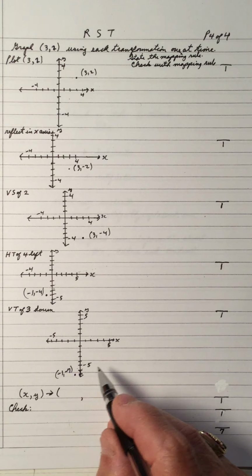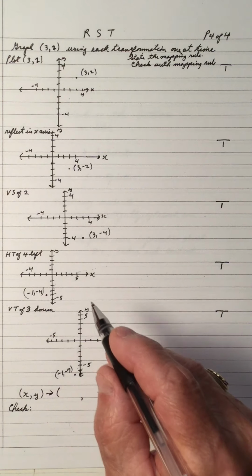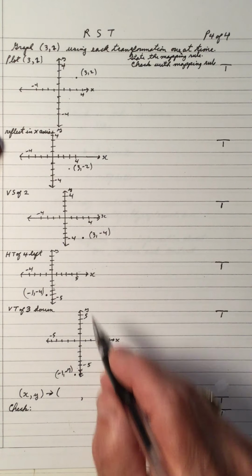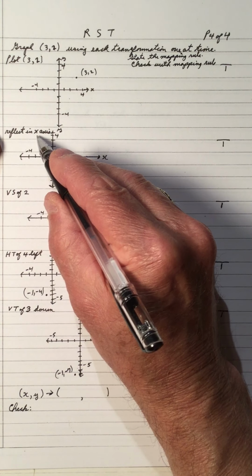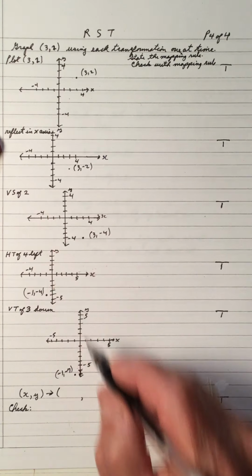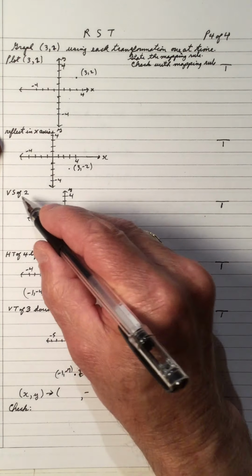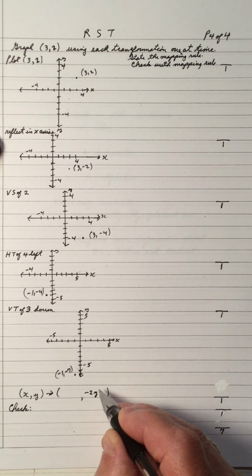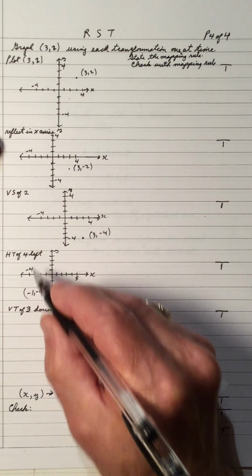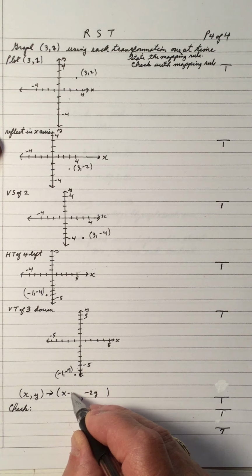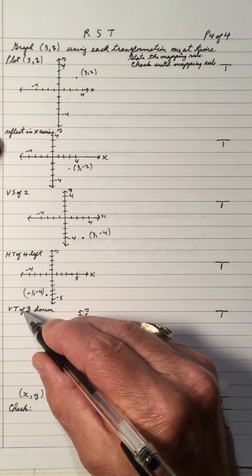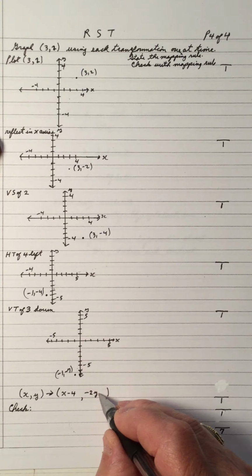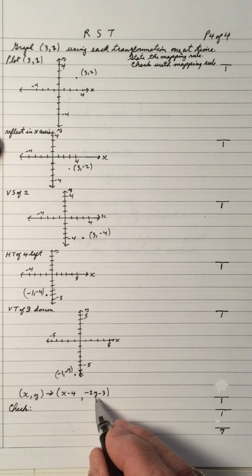And after all, let's find the mapping rule. And the mapping rule is reflected in the x. So that means the y is negative. We got a vertical stretch of 2, so it's 2 times the y. It's gone 4 left, so that's x minus 4. And we go 3 down, minus 3. So there's the mapping rule.